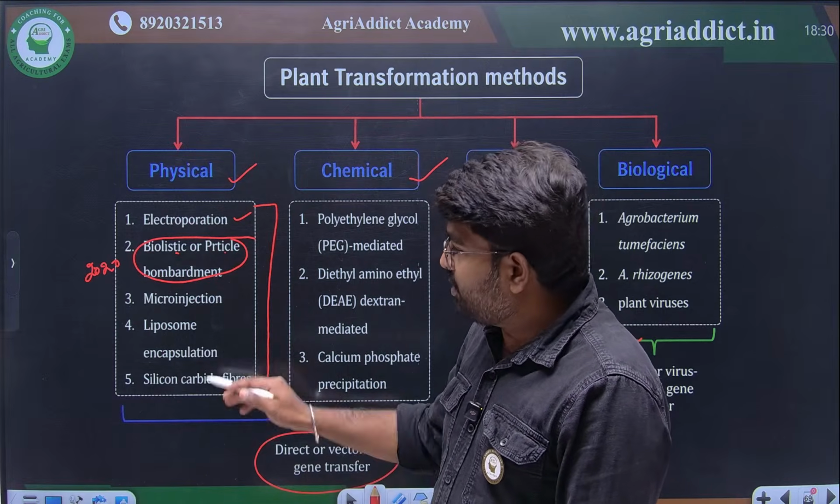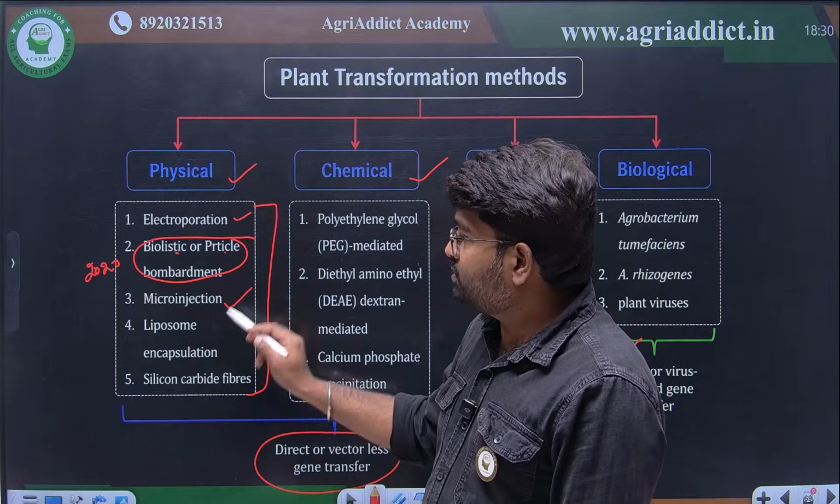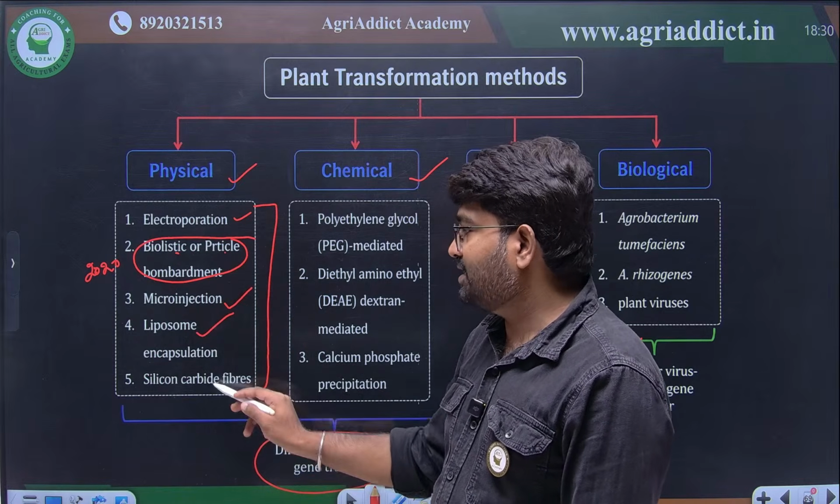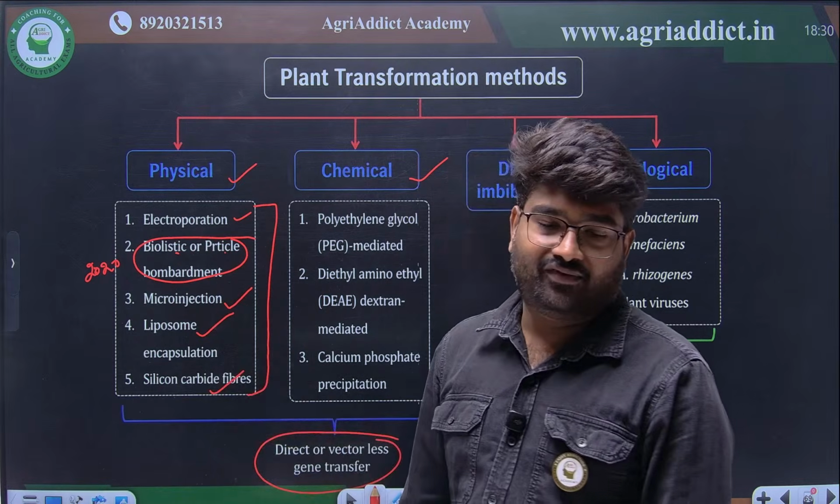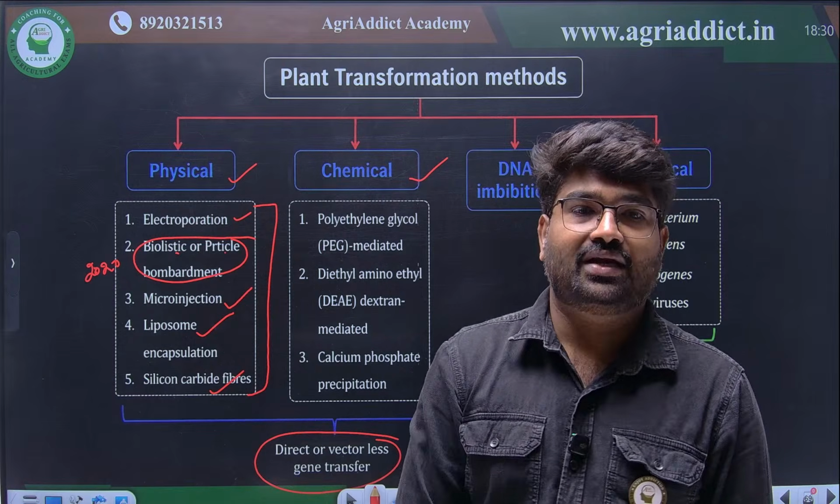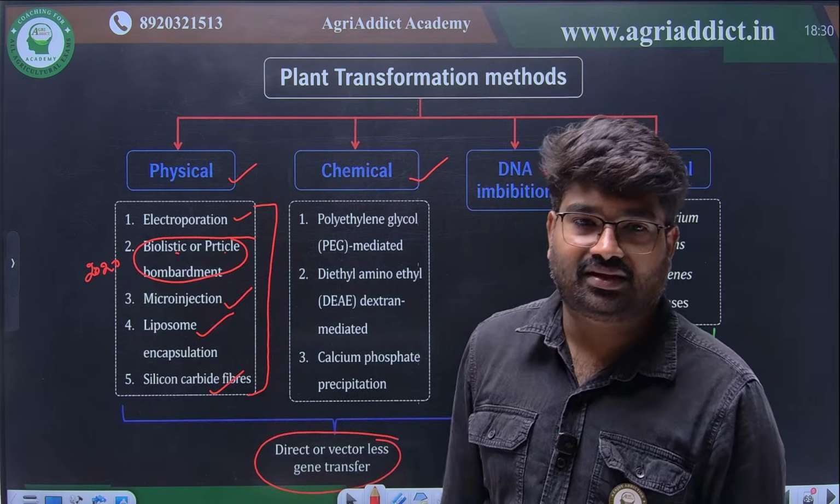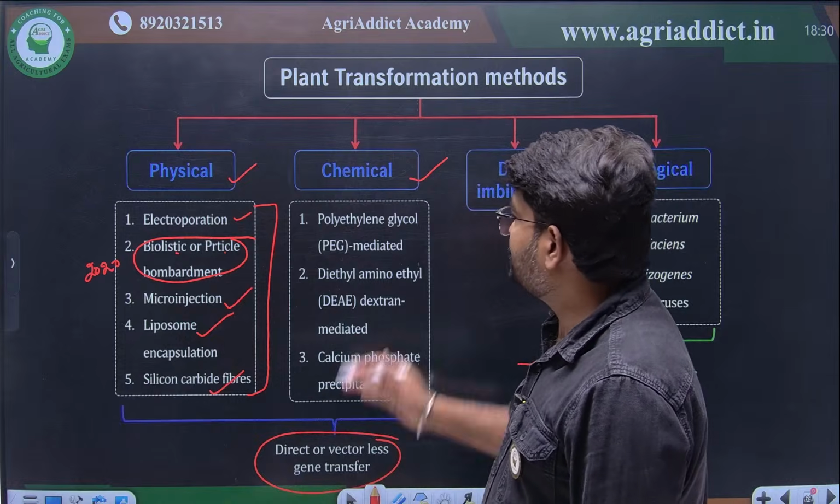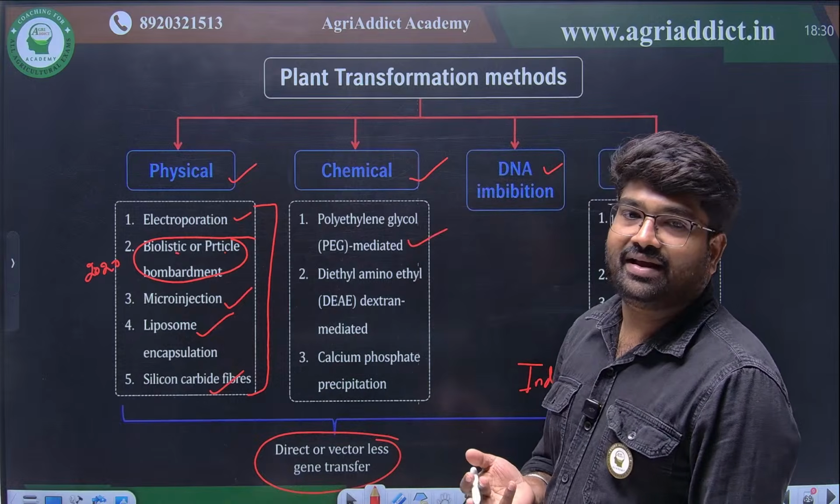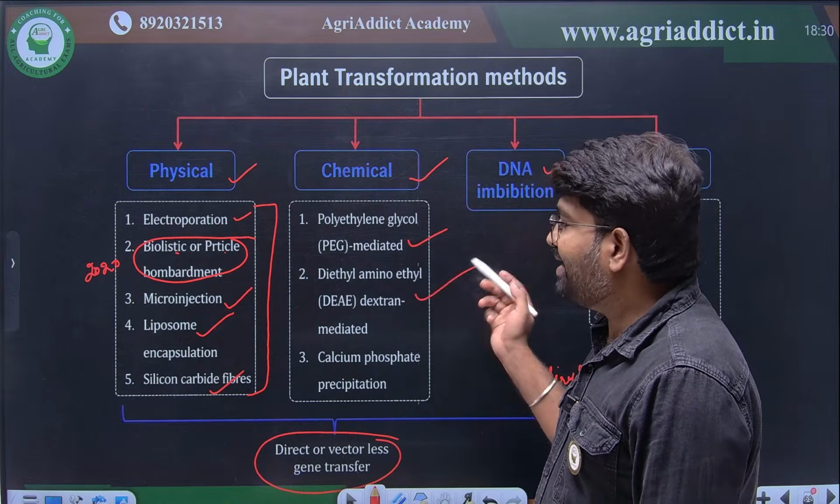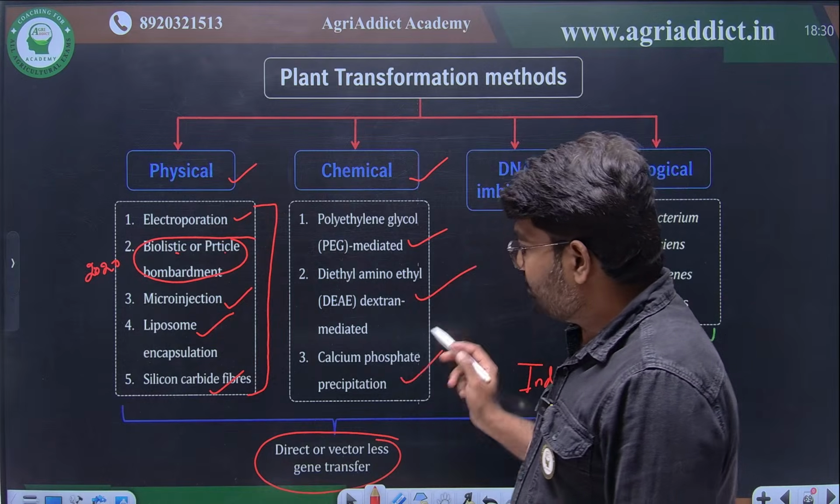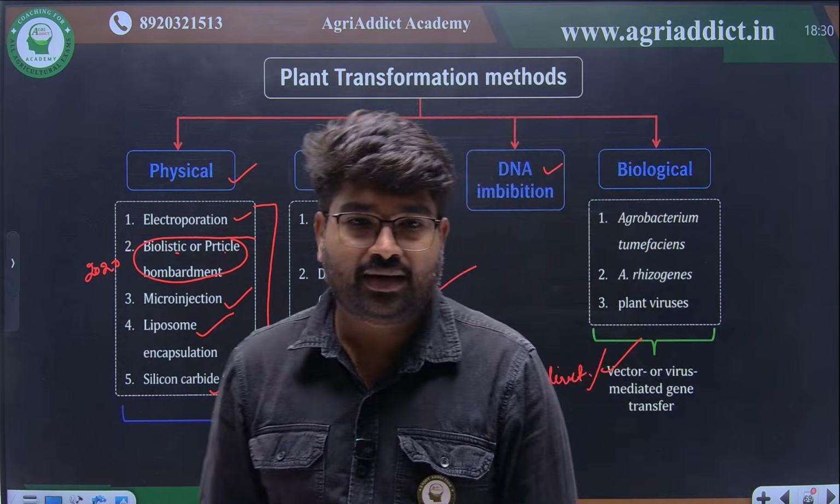Apart from that, what else is there? Microprojection, liposome encapsulation, and silicon carbide fibers, that is, nanofibers, we can use. These are the physical methods. Chemical methods mean what? We can use polyethylene glycol, DEAE, or calcium phosphate precipitation methods.